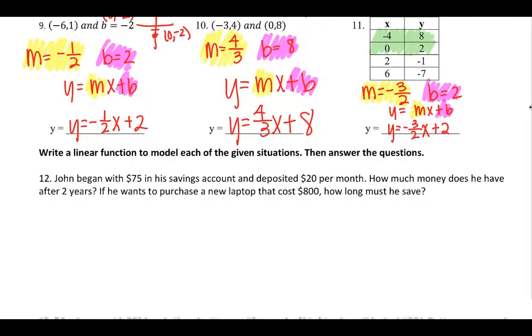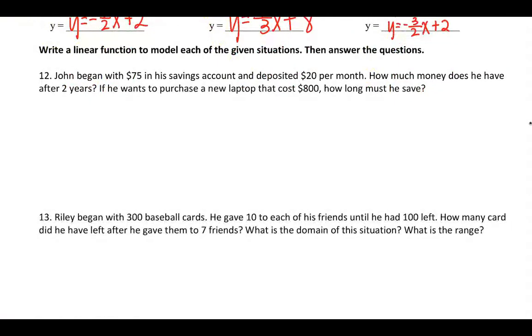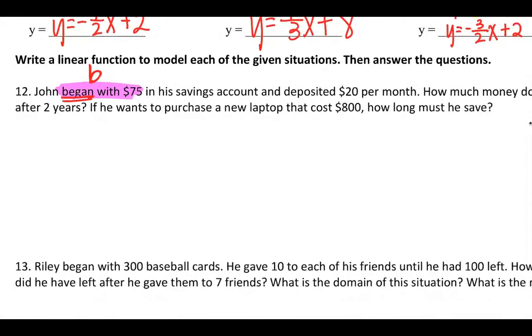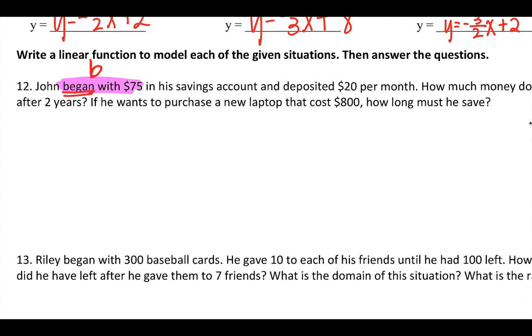Okay, let's look at some of these word problems because I think this is where we get kind of messed up. The first one says, John began with $75. B is our beginning. Began with. That's the key word there. That's our b. Began with $75 in his savings account and deposited $20 per month.